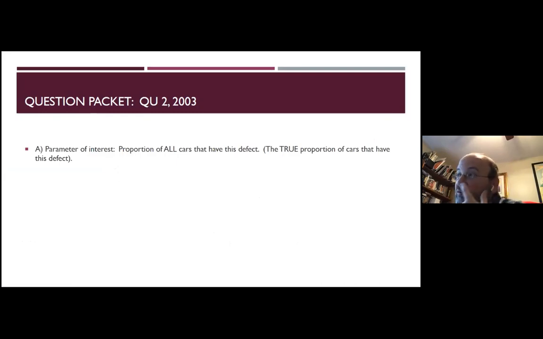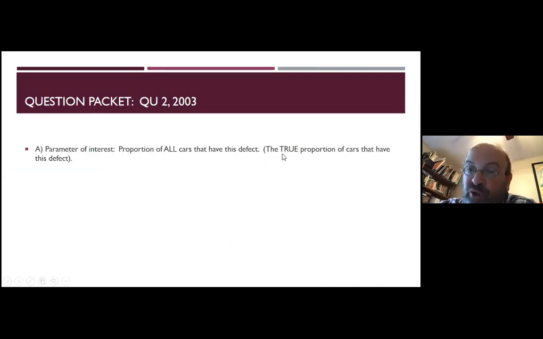So let me run through this sort of quickly. This has been the focus, really, the last 3 AP Statistics sessions. So I'll go through this a little faster. The parameter of interest is the proportion of all cars that have this defect, or the true proportion of cars that have this defect. You notice that I highlighted the words all and true.